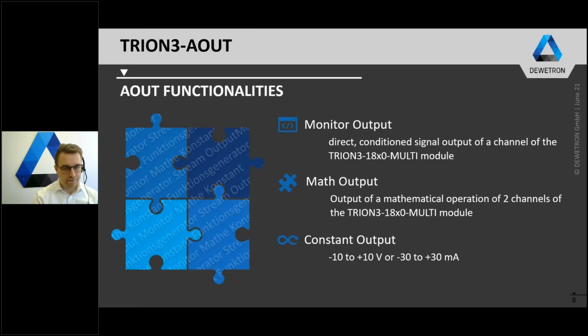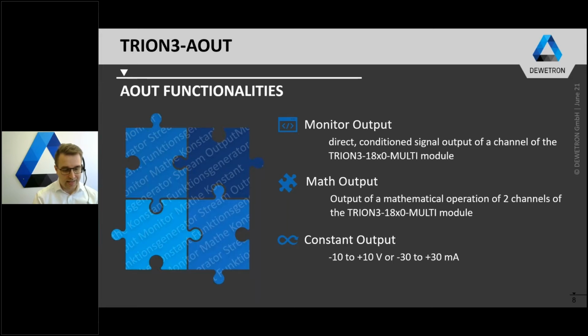When we talk about the functions, I would like to highlight one thing. Monitor output, like the DV1 series and DAQ models, is again possible. Direct condition signal output of a channel of the Tryon multi-module, in combination with the Tryon analog out if needed. What is more important to know is that we now have math output possibilities as well, where we can, with mathematical operations, calculate two channels together. Also important to mention is that we have an average and an RMS possibility as well.